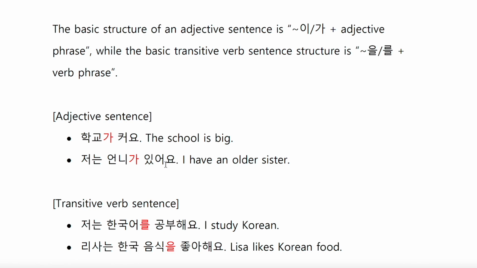So 언니가 있어요. There is a sister. 그렇죠? So as for me, there is a sister. Consequently, it means I have an older sister.